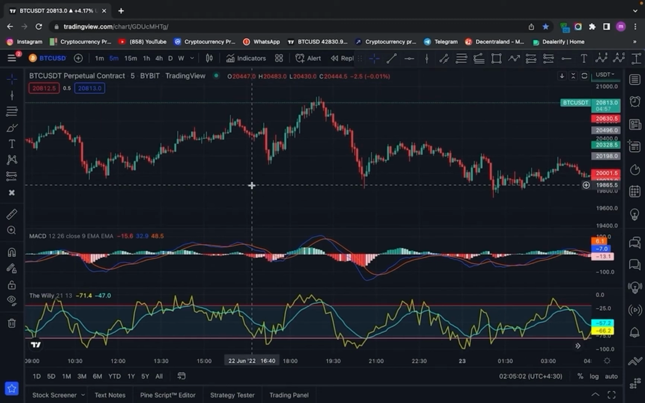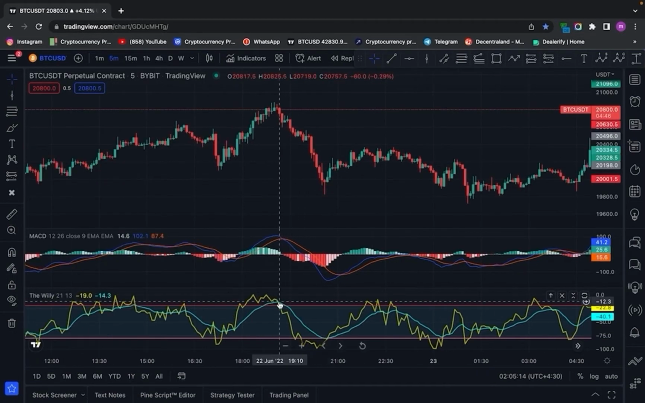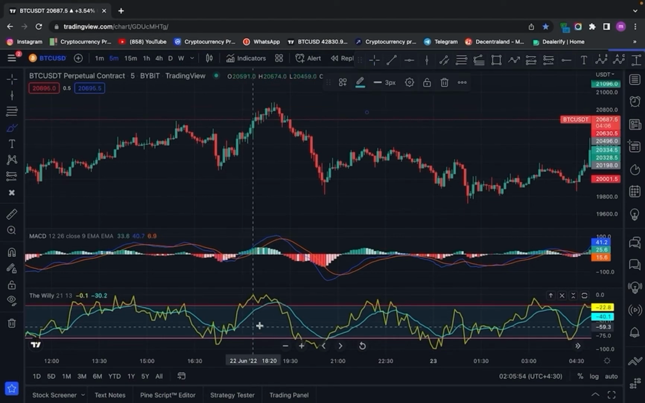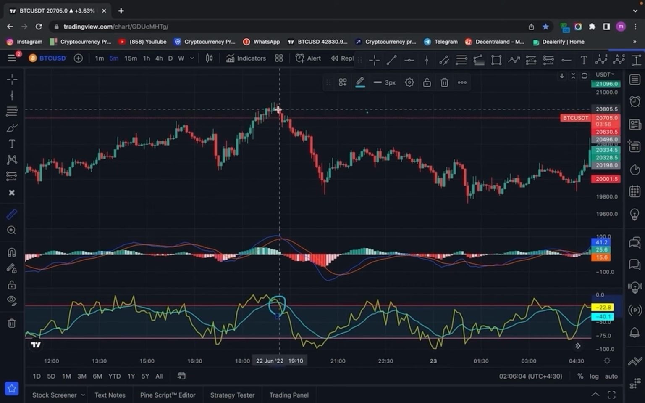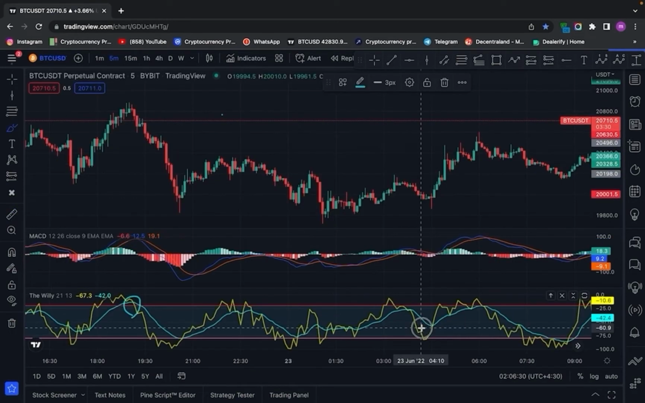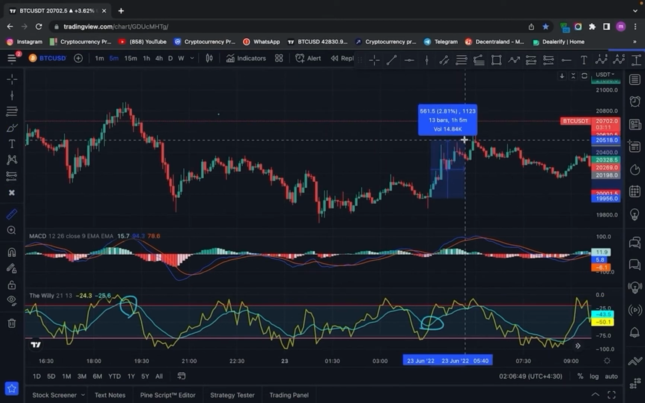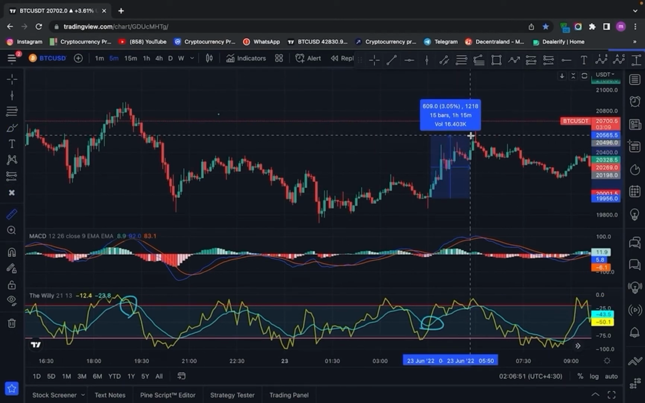So before anything, let me tell you how to use this indicator. Whenever the yellow line crosses the blue line downwards, this is a sell signal, and we can enter a sell trade, and this signal gives us 4% profit. And on the opposite side, whenever the yellow line crosses the blue line upwards, we can enter a buy position. We also see in this trade that it gives us 3% profit. So let's go to use these indicators together.